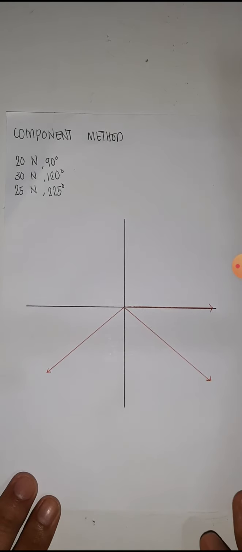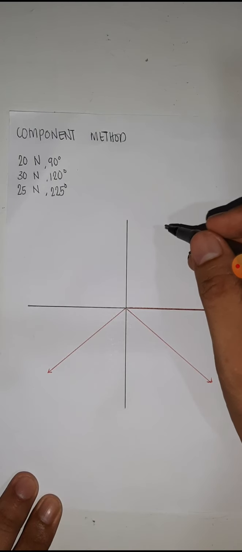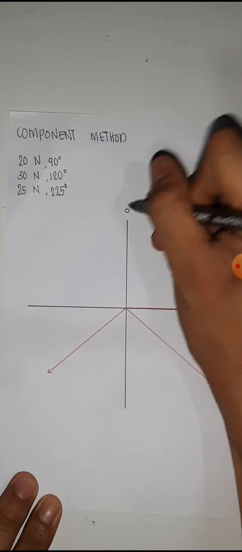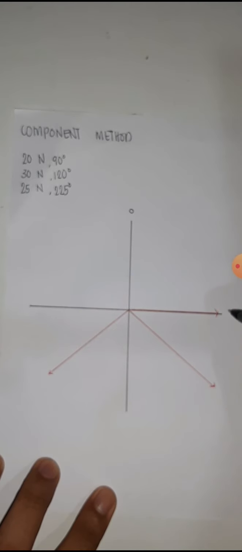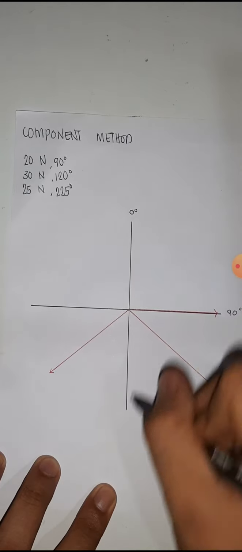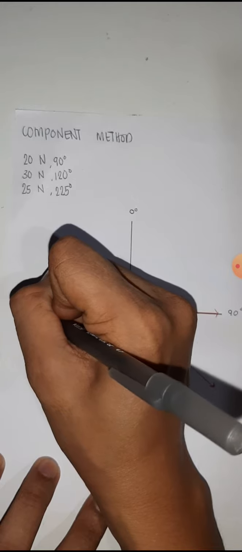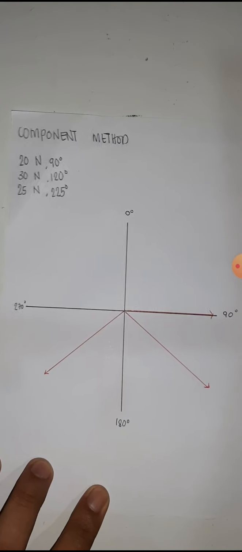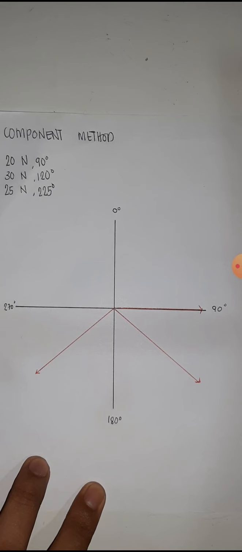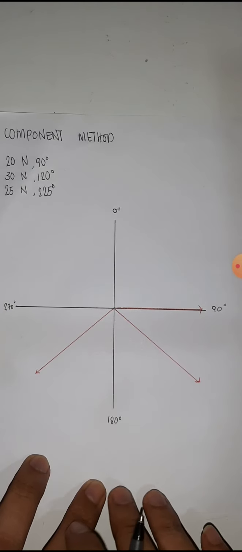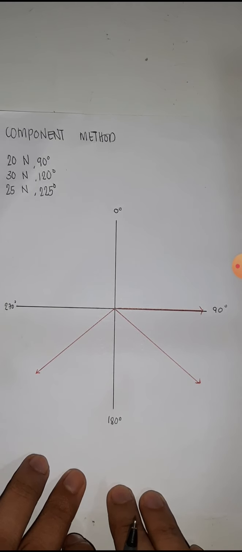So let's say that origin is your positive y-axis. Let's say this is 0 degrees, and this one is 90 degrees. This one is 180, and this one is 270. These angles that we labeled in your Cartesian plane will be your guide in determining where your vector would fall into the Cartesian plane.